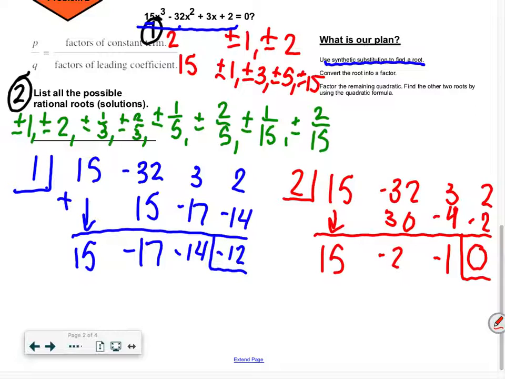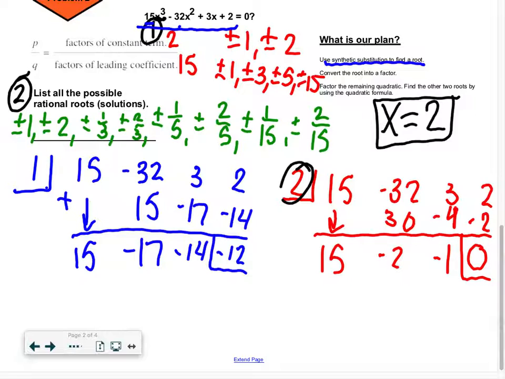Okay, so 2 is a what? Starts with an R. We asked the question. Remainder. Radical. Root. A root. So x equals 2 is one of my roots. Looking at my equation, how many roots should I have? 3. You said x equals 0, and you put 2. No, our remainder is 0, which is why 2 is a root.